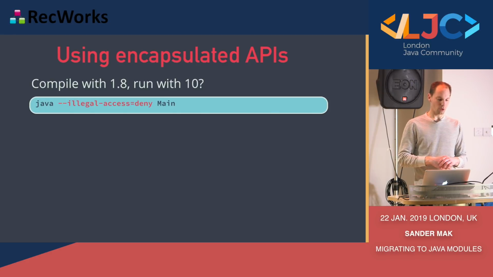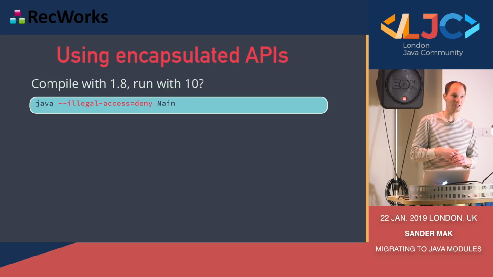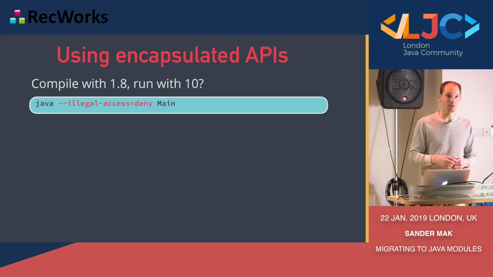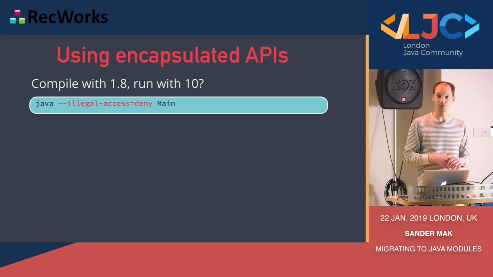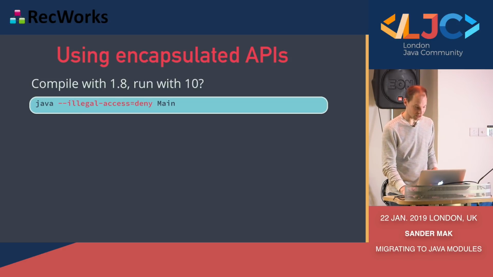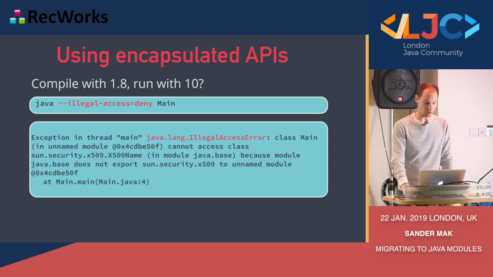In the end, what you should strive for is to be able to run your application with the illegal-access flag set to deny, meaning that any illegal access that the JVM detects will be turned into an error rather than a warning. So if you can run your application with this flag, then you know for sure that your application is free of any dependencies on JDK internals, on Java internals. So that's something that you should strive for. And if you turn on this flag and you do still have code that uses internals, then you will get an illegal access error rather than a warning.